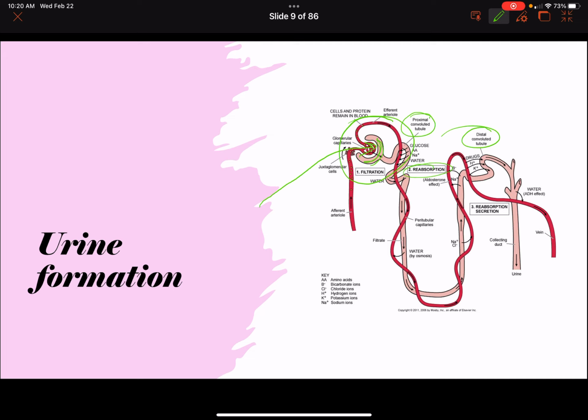And the third and final phase is the back and forth. So this is reabsorption and secretion. This is in particular the job of the paratubular capillaries, which are down here, and the proximal convoluted tubule, which again is up here. What we need goes back into the blood.